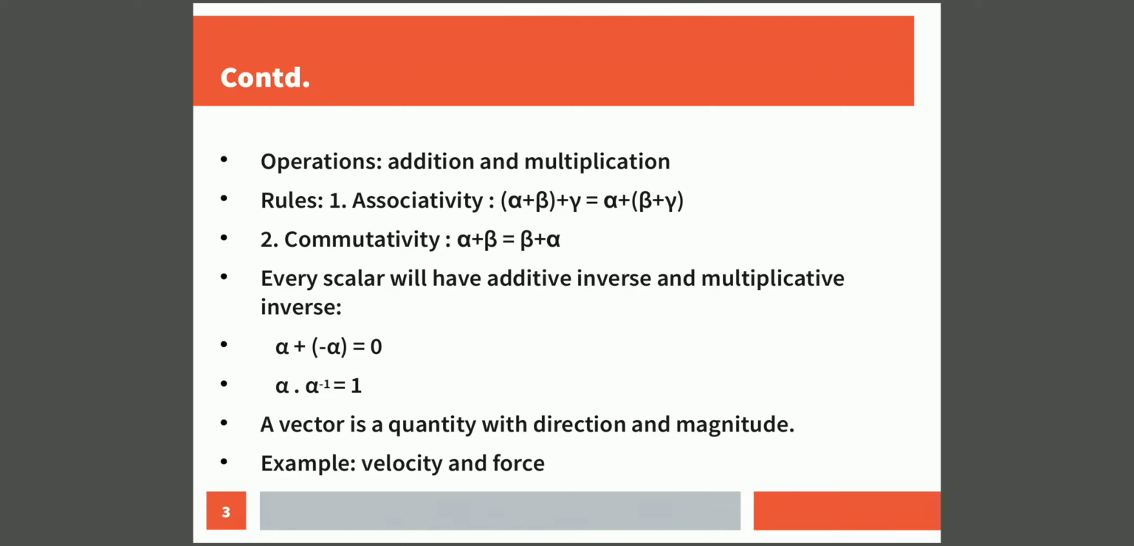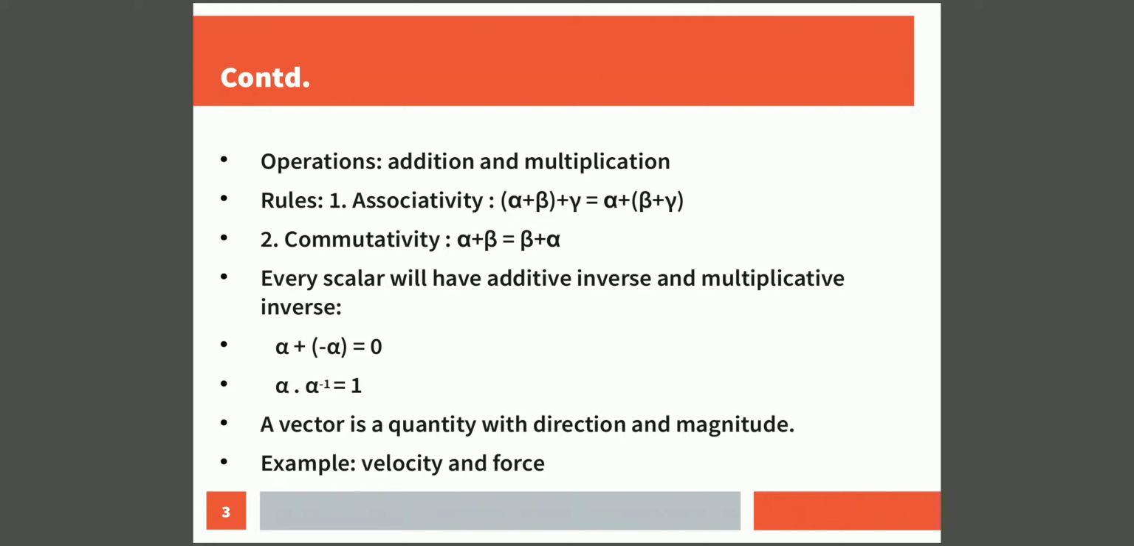Then next, every scalar will have an additive inverse and a multiplicative inverse. If we consider alpha as a scalar, then its additive inverse is minus alpha. When you add alpha and minus alpha, we'll get the result as 0. Again, if we consider alpha as a scalar, the multiplicative inverse is alpha to the power minus 1. When we multiply alpha and alpha to the power minus 1, we'll get the result as 1. So the additive inverse for a scalar alpha is minus alpha, and the multiplicative inverse for a scalar alpha is alpha to the power minus 1.